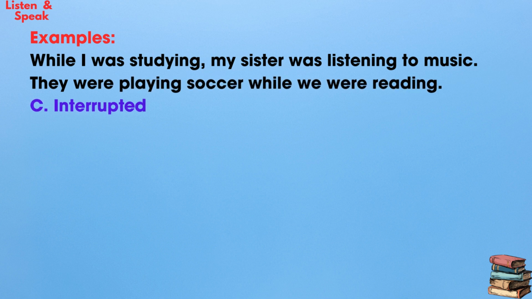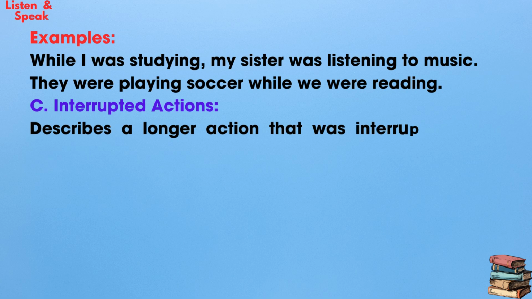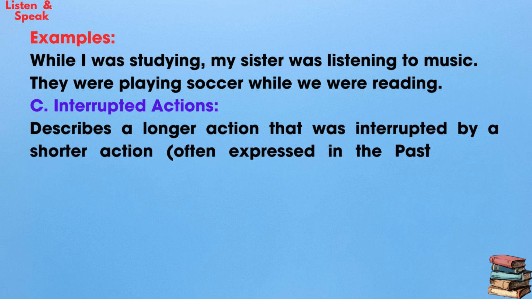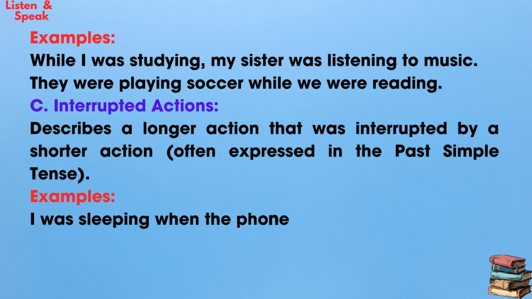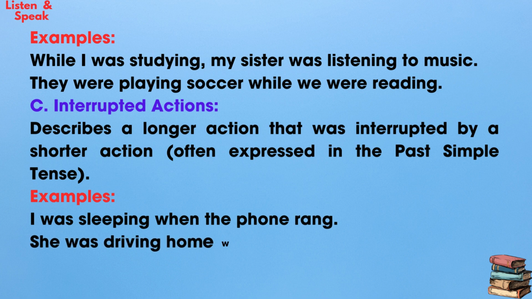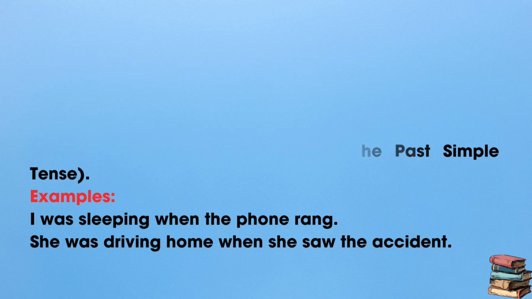C. Interrupted actions. Describes a longer action that was interrupted by a shorter action, often expressed in the past simple tense. Examples. I was sleeping when the phone rang. She was driving home when she saw the accident.